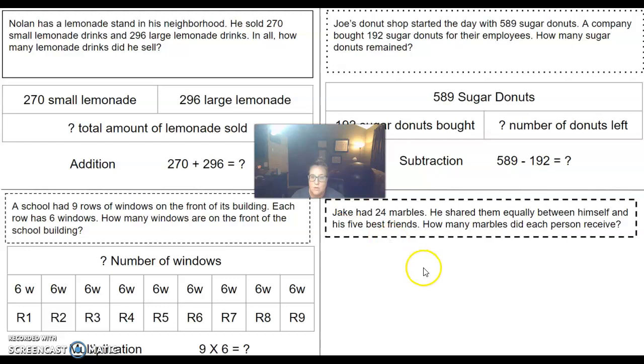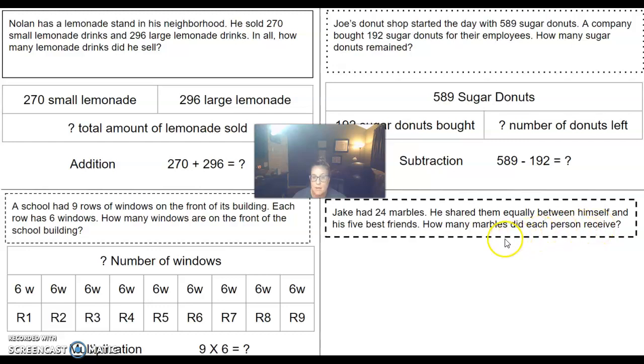Now my final question says Jake had 24 marbles. He shared them equally between himself and his 5 best friends. How many marbles did each person receive? So I read it the first time, so let's read it again. This time it says Jake had 24 marbles. He shared them equally between himself and his 5 best friends. How many marbles did each person receive?